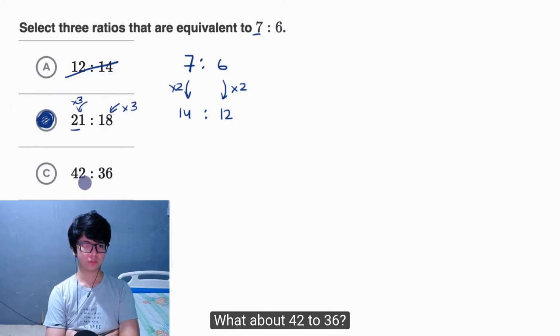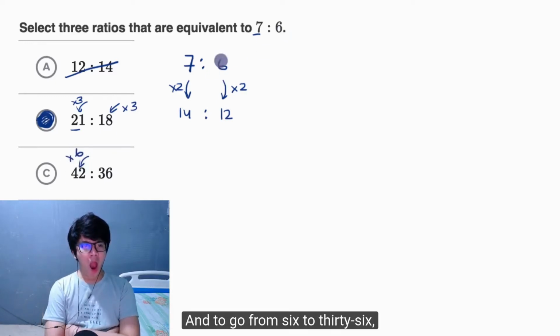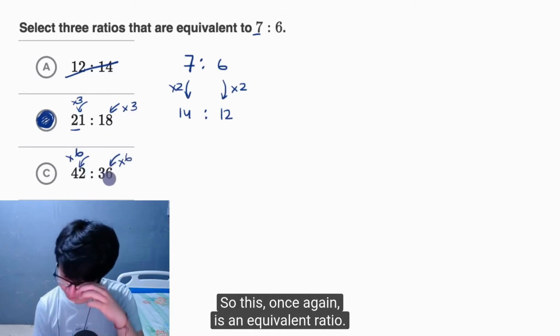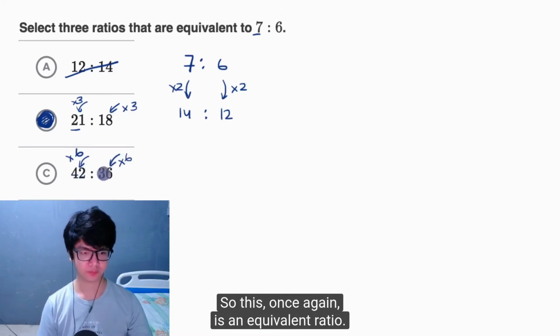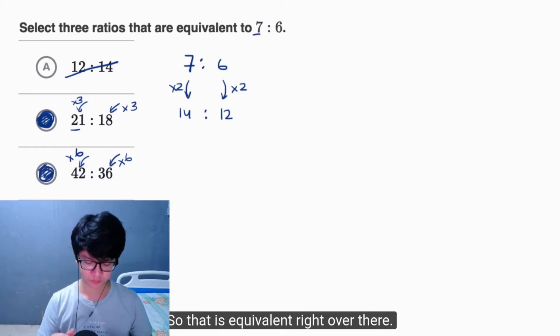What about 42 to 36? Well, to go from 7 to 42, we're going to have to multiply by 6. And to go from 6 to 36, we also multiply by 6. So this, once again, is an equivalent ratio. We multiply each of these by 6, and we keep the same order. So that is equivalent right over there.